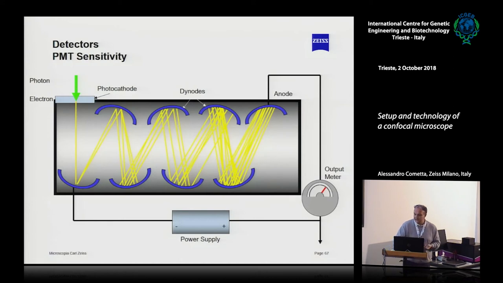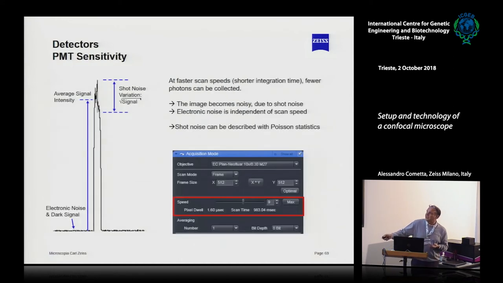So the idea is, if I need to go from the bottom, from the dark signal, to a signal of my molecules, my sample, I can increase the time, or I can increase the gain, or I can increase the laser. How can I manage these 3 points? There is no rule. I can just give you some suggestions.